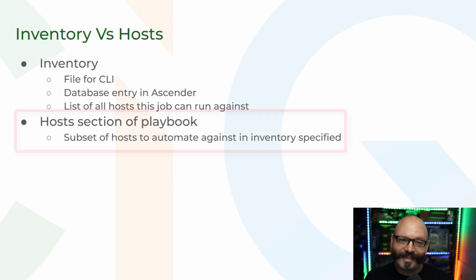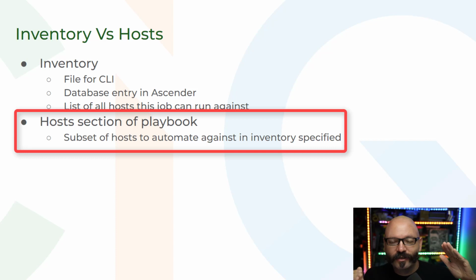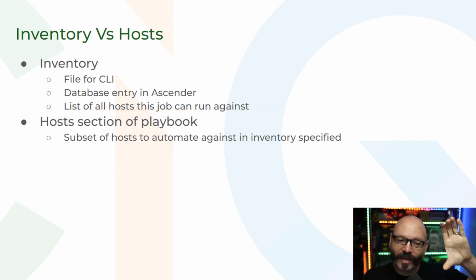So there also is a host section inside of your playbook, right? It's at the very top, and really what you're doing is designating a subset of hosts you're going to operate against inside that inventory, right? So inventory, big master list; host section in a playbook, I'm narrowing down which individual hosts I'm actually going to operate against.